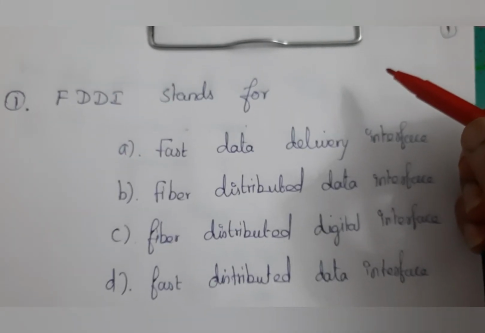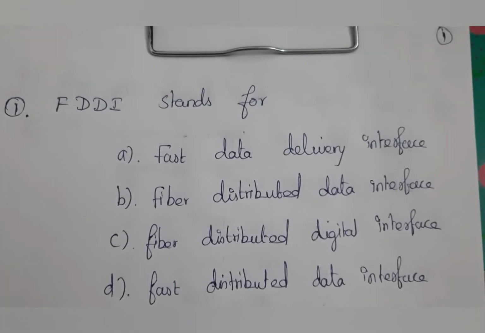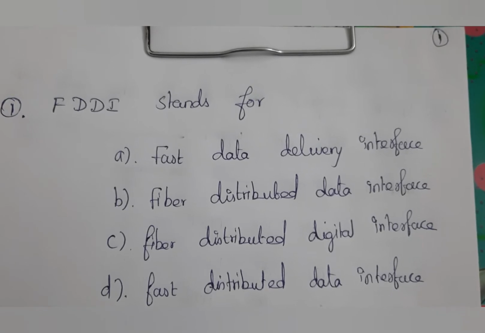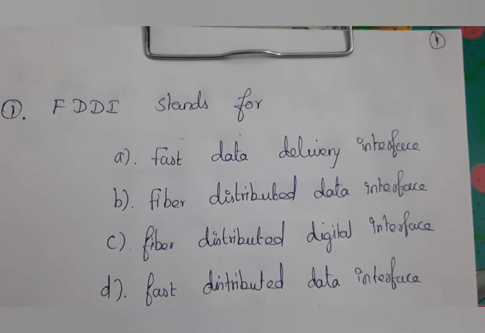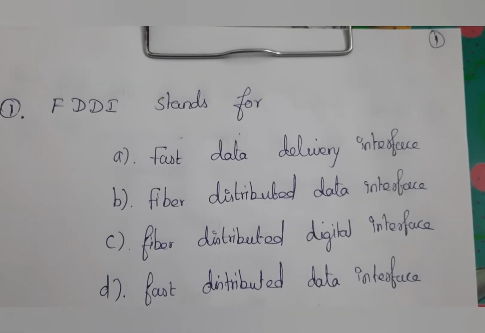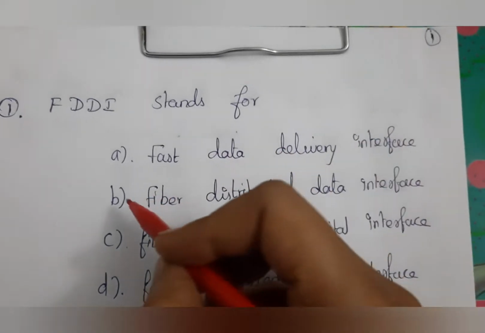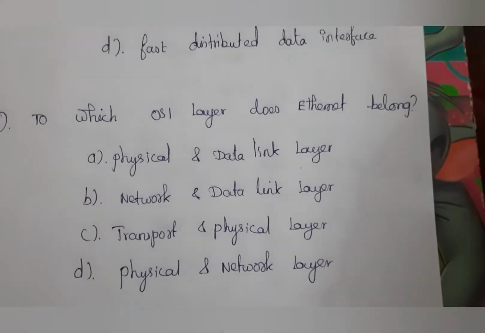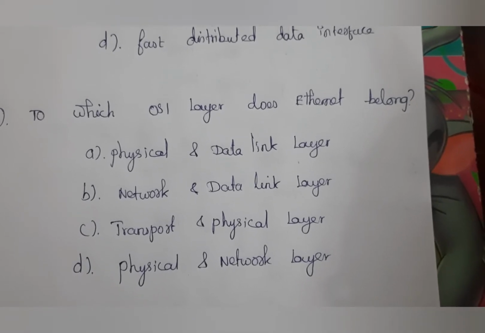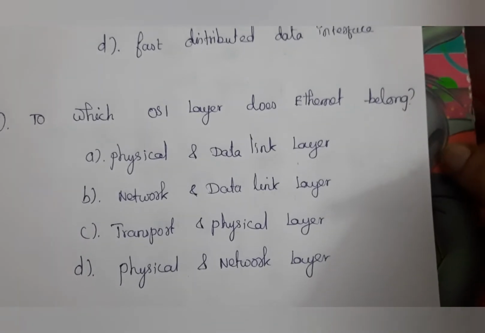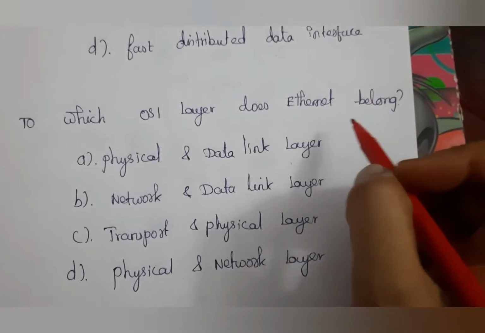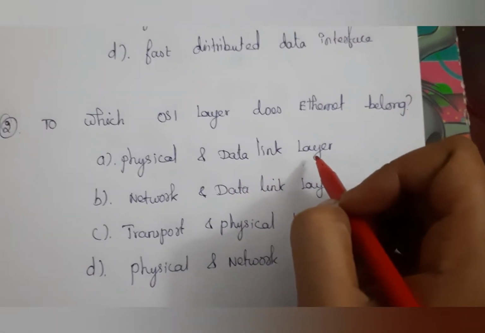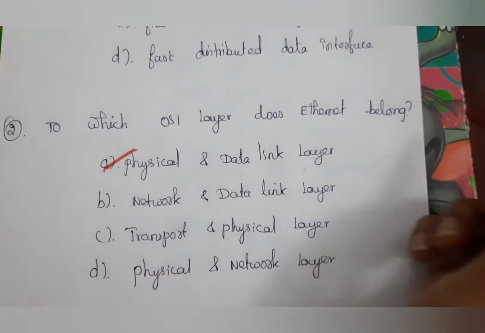First question, FDDI stands for? FDDI is Fiber Distributed Data Interface. So here the answer is B. Next question, to which OSI layer does Ethernet belong? Physical and data link layer. Ethernet belongs to the physical and data link layer. So here the answer is A.